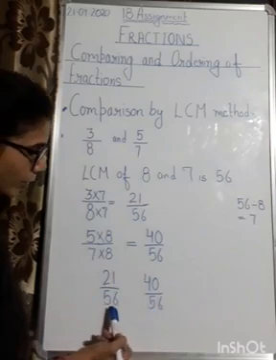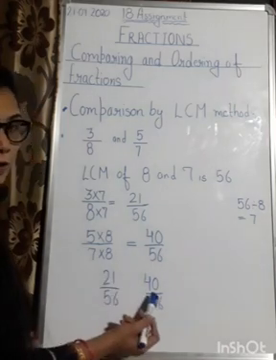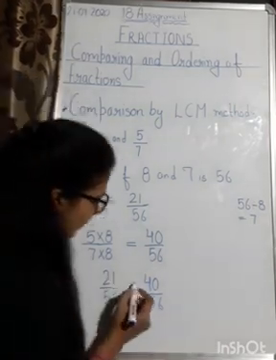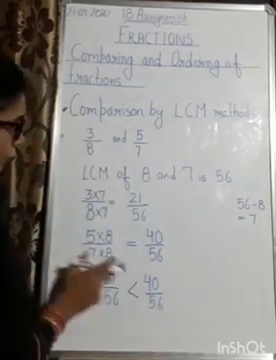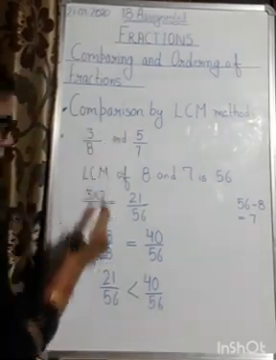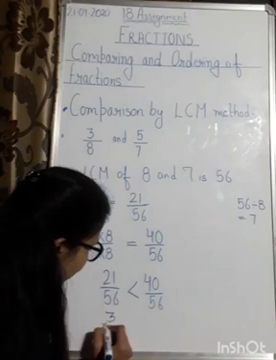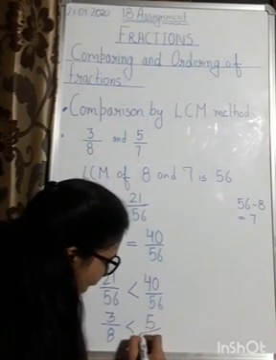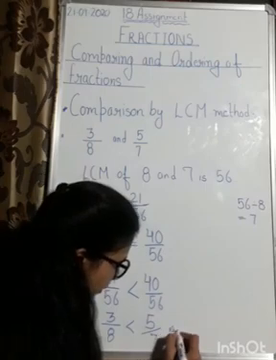Now as the denominators are same, you only have to look at the numerators. Which one is greater? 40 by 56, and this fraction you are getting from 5 by 7. So you will write 3 by 8 is less than 5 by 7.